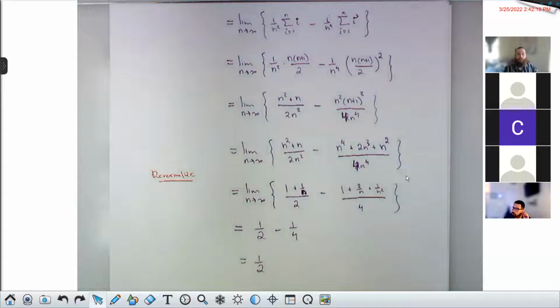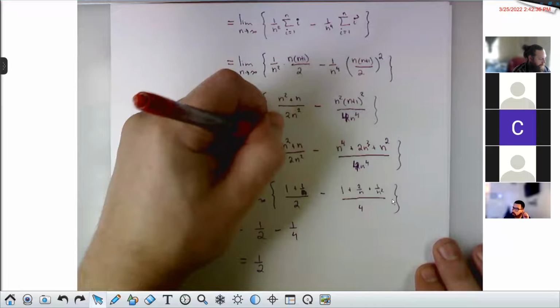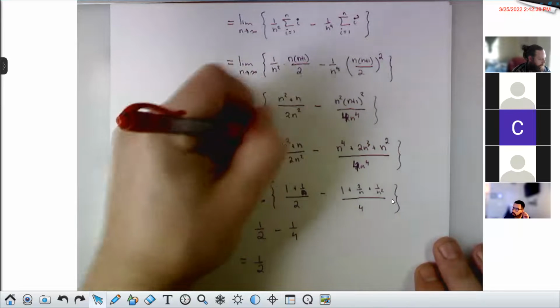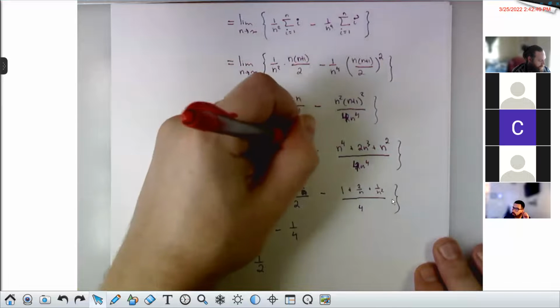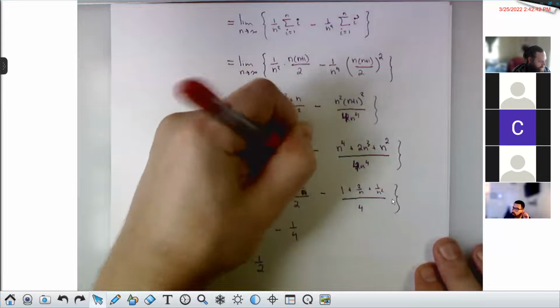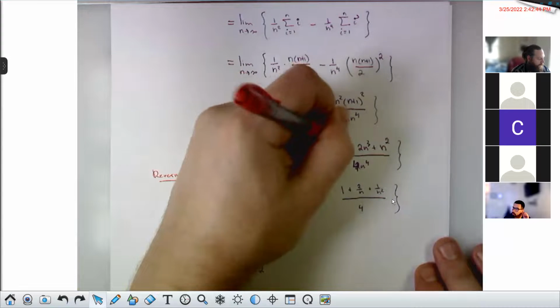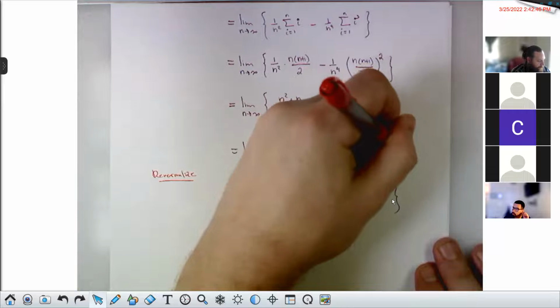What happened to the n to the power 4 plus 2n cubed plus n squared? On the next line you wrote 1 plus 2 over n plus 1 over n squared. I'm confused how you got there. So what I'm doing here is dividing this guy. I divide top and bottom by n squared. So I can think of this as 1 over n squared, and this times 1 over n squared. Here I divided top and bottom by n to the 4.